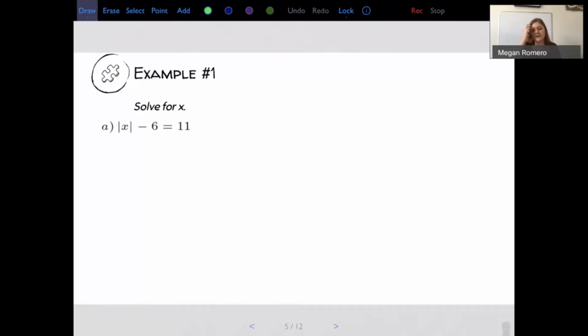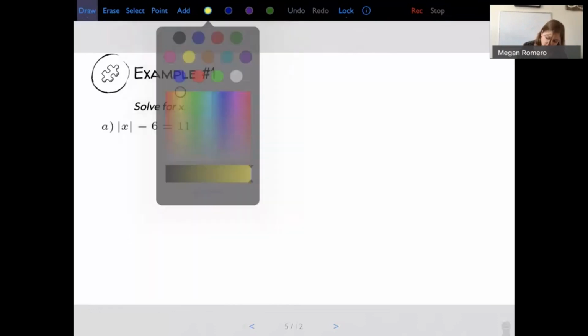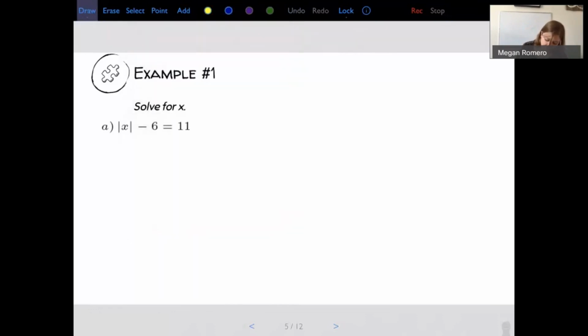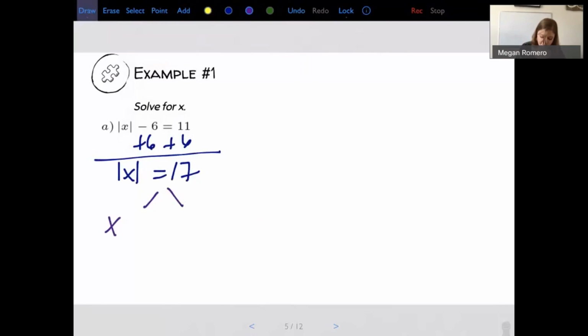Example 1, solve for x. So first we'll start with isolating the absolute value bars. So we add 6 to both sides. We have absolute value of x, because we haven't done anything with that yet, equals 17. Now, just like on the last problem, we're saying the distance from 0 is 17. Or if you split this into two equations, we have x equals 17 and x equals -17.